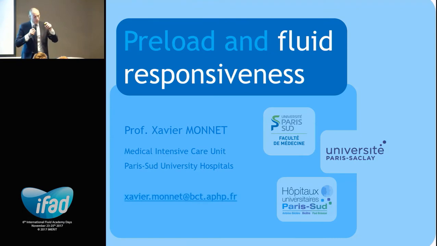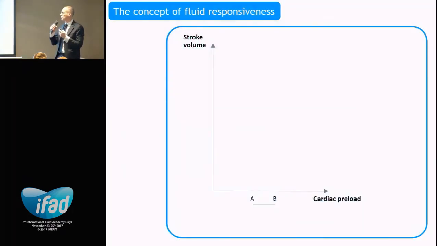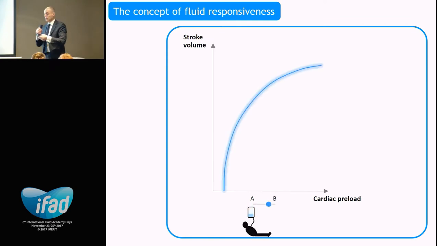Let's speak now about fluid responsiveness, what's the principle and what's the problem. As you know, it's all related to the Frank-Starling relationship, the relationship between stroke volume and cardiac preload. When you give fluid to a patient, you increase the LV preload and the right ventricular preload also, and you expect that stroke volume and cardiac output will increase in response. So in fact, you use the Frank-Starling curve at the bedside.